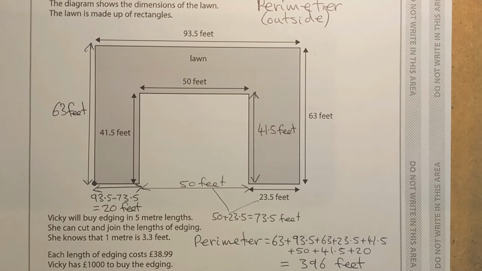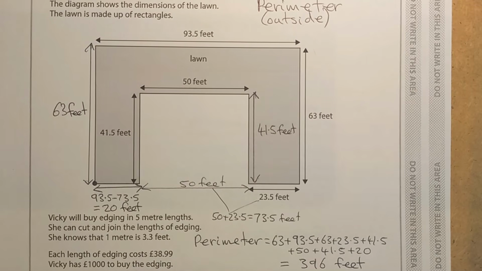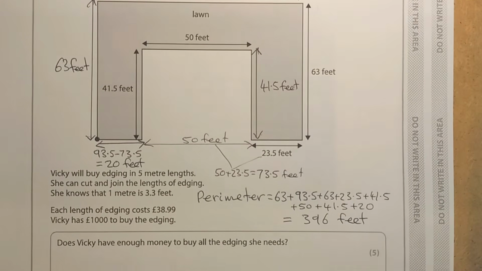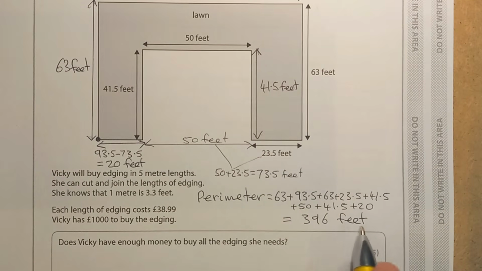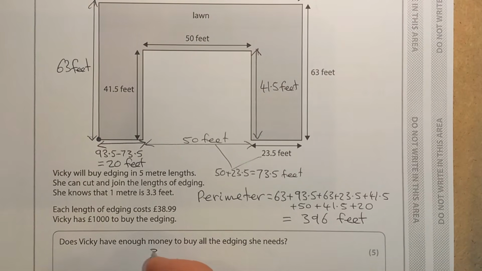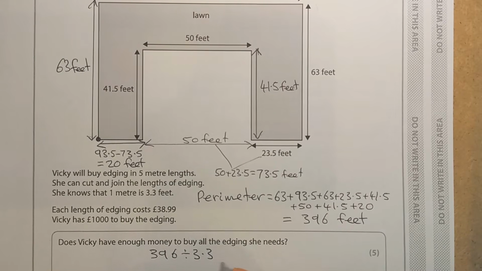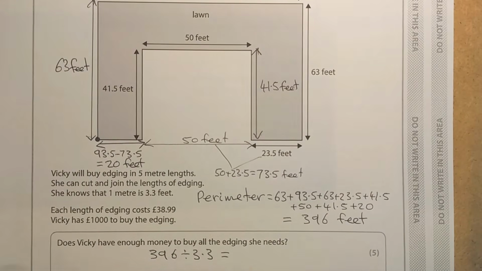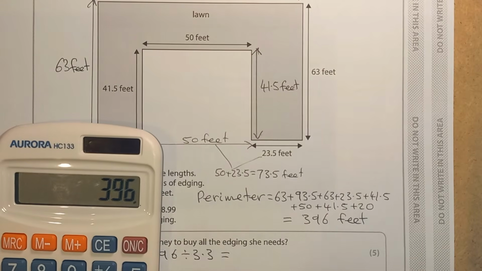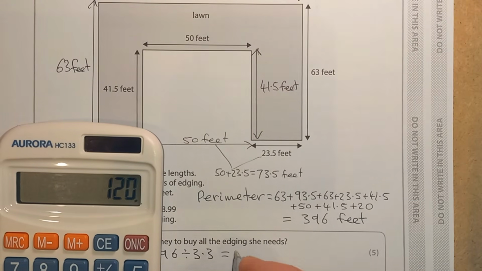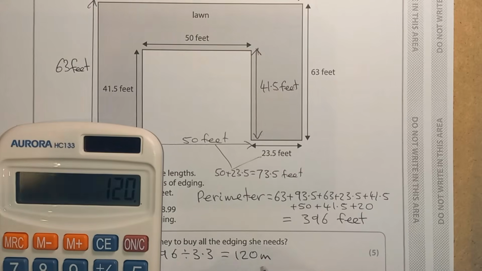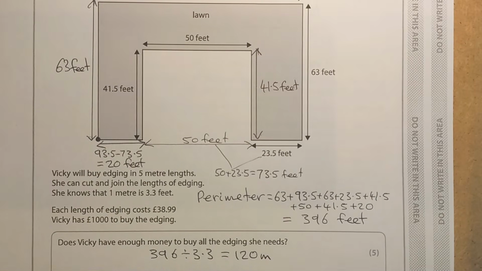Okay, so we got the feet. But the edging comes in meters, so we need to turn this into meters. Right, well, if we know that 1 meter is 3.3 feet, we're going to need to have 396 divided by 3.3. That's going to tell us how many meters we've got. And we get a nice round 120 meters.